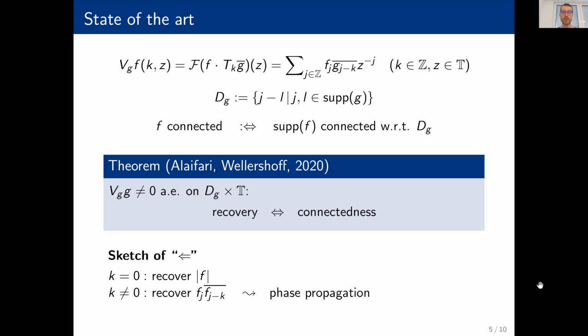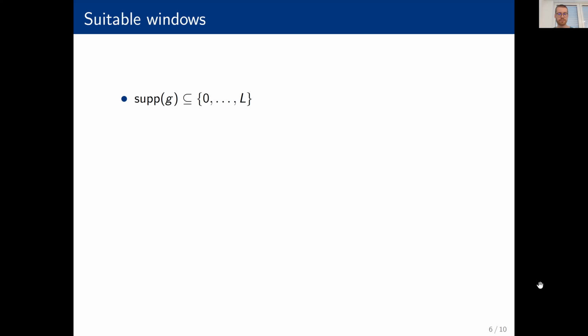Or the second question would be, and this is the question we're going to look at today, which windows actually are in this best case scenario. So are there maybe a lot of windows, a lot of practical windows, which already fulfill this assumption? And of course, this would mean that for these windows, recovery would be equivalent to connectedness. Okay, and the easiest window class maybe we could think of would be compactly supported windows.